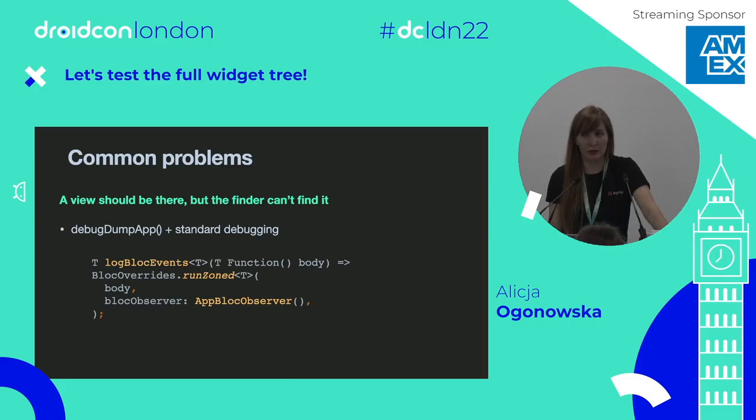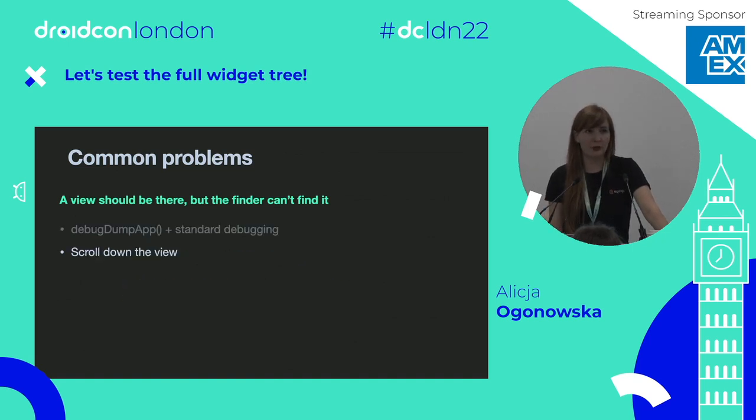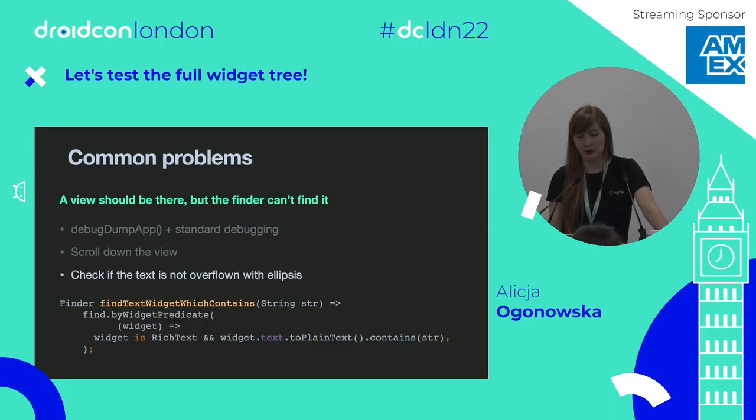And also, if you are using a bloc, you can use the bloc overrides to actually log your bloc events in the test. So it can also give you a bit more information of your current app state. Sometimes you will need to scroll down the view because, as I said, in bigger screens this is necessary.